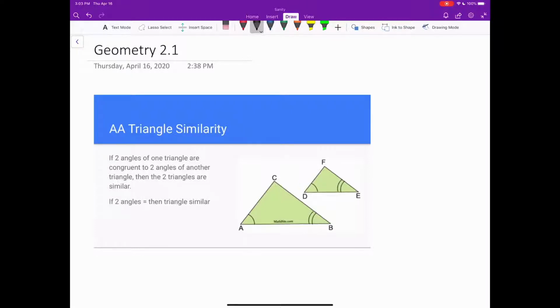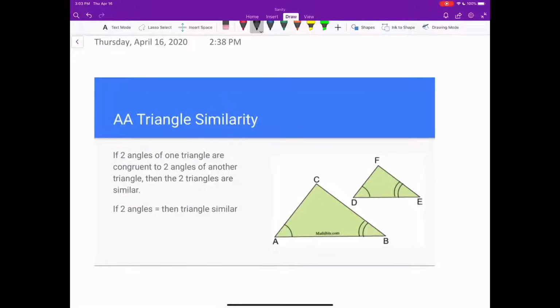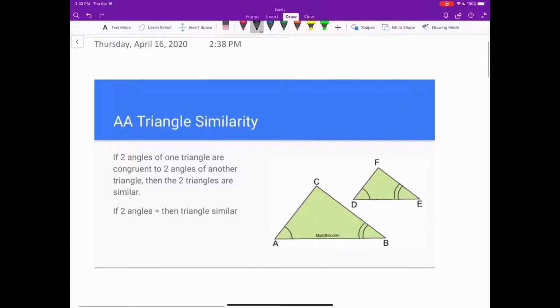This first one is angle-angle triangle similarity. If 2 angles of one triangle are congruent to 2 angles in another triangle, and in my picture, I see that angle A is congruent to angle D, and that angle B is congruent to angle E. I've got 2 angles that are congruent in one triangle and another triangle, then the 2 triangles have to be similar.